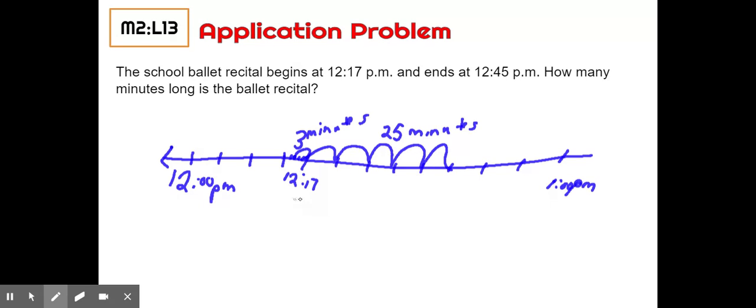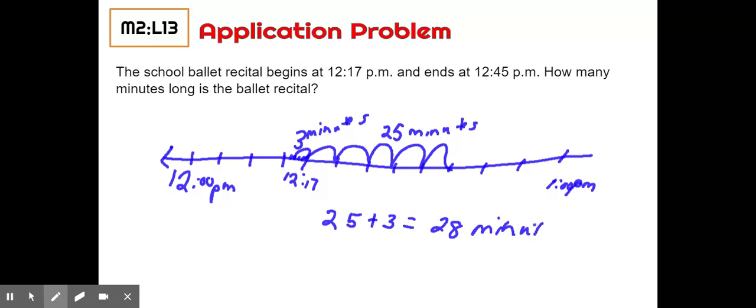So now look what we have. We have 25 plus 3 equals 28 minutes. And remember, you could have counted this as 20 and then added another 5. Many ways to do it.